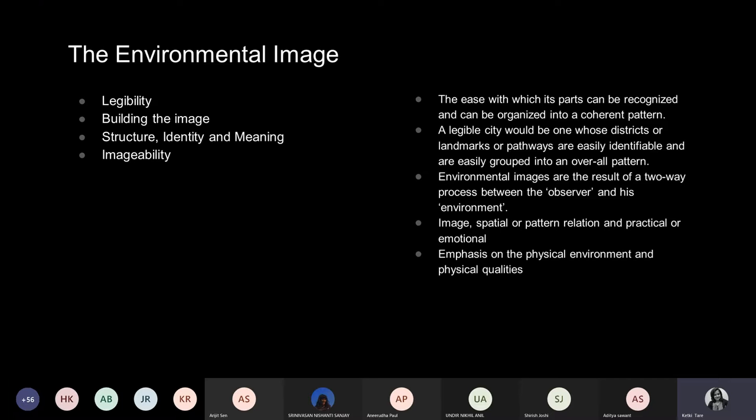Right. So when we are talking about building an image of a place, we are actually identifying in terms of what is the identity for you, then what is the structure that you can observe or what you see, and the meaning for it. So what is your association? So there will be personal memories or association with that place.